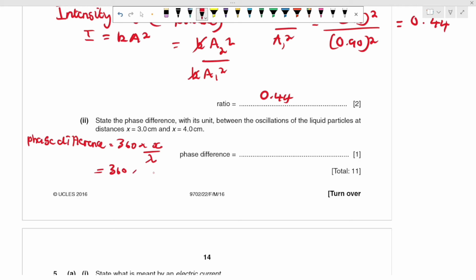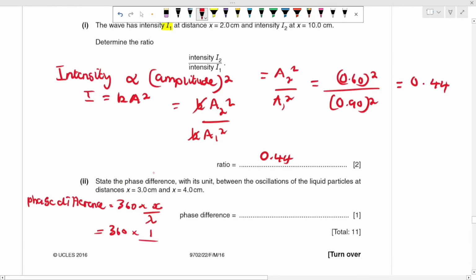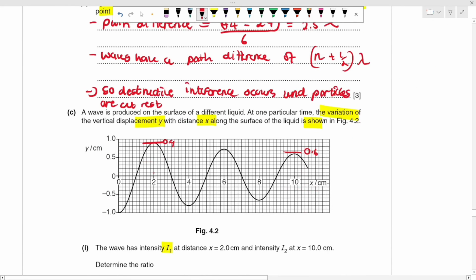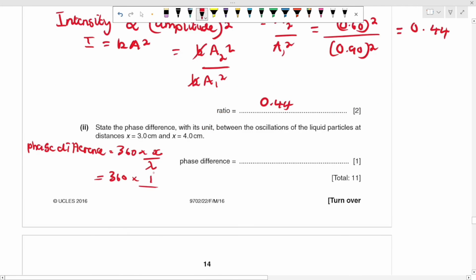The difference is 4 minus 3, which is 1 over, and then if you go on a graph, our value of lambda is, you pick the high point. Here we have 2. You pick another crest. Here we have 6. 6 minus 2 is basically 4. So your wavelength will be 4.